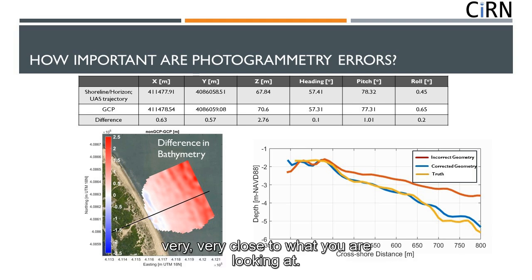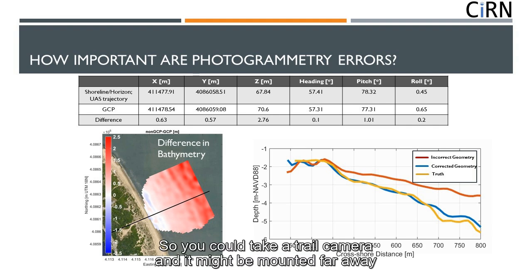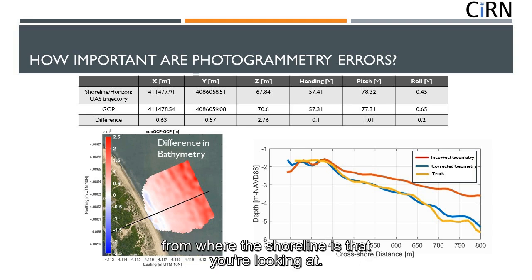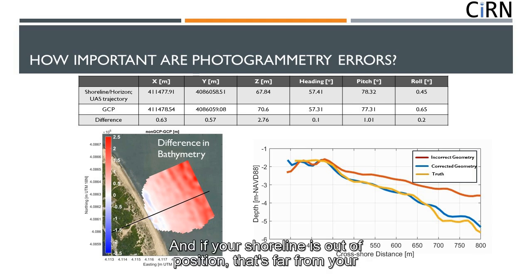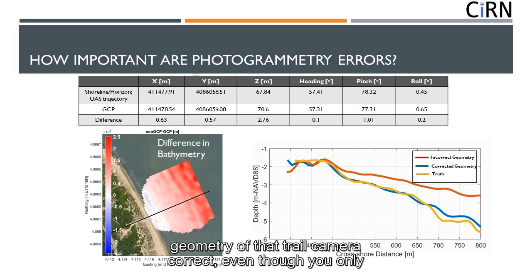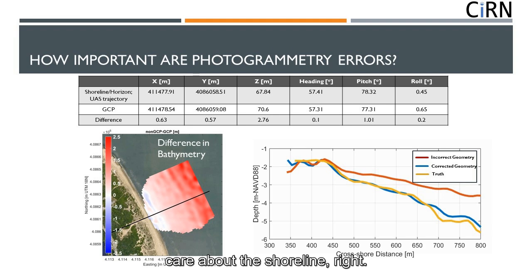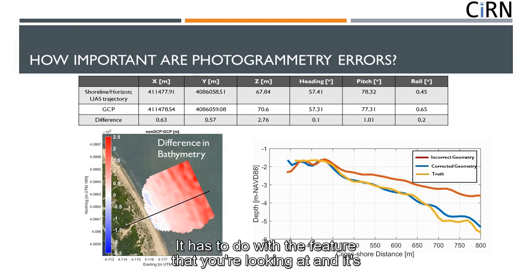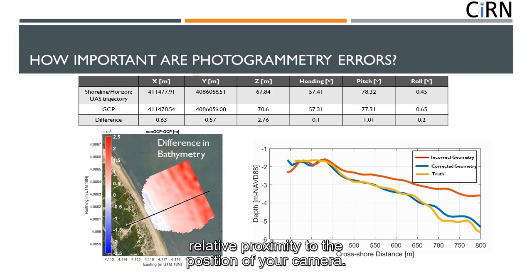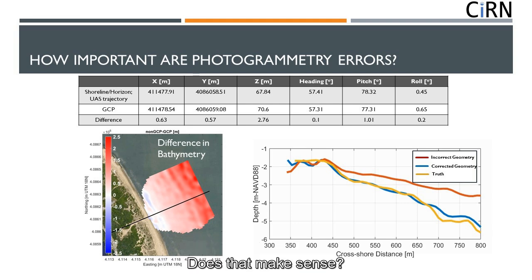As long as your camera is very, very close to what you are looking at. You could take a trail camera mounted far away from where the shoreline is that you're looking at. If your shoreline is at a position that's far from your trail camera, it's going to be really important to get the geometry of that trail camera correct, even though you only care about the shoreline, right? It has to do with the feature that you're looking at and its relative proximity to the position of your camera. Does that make sense?